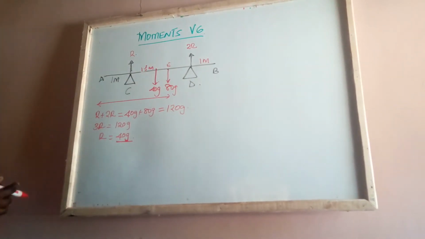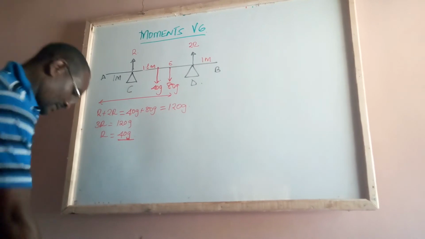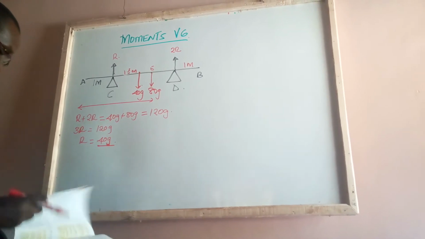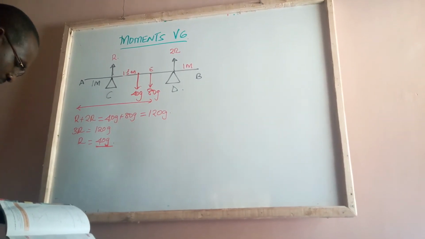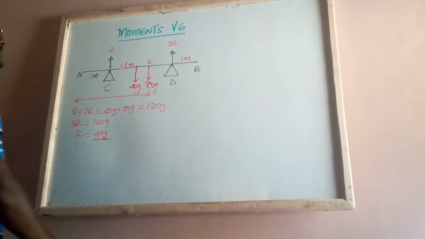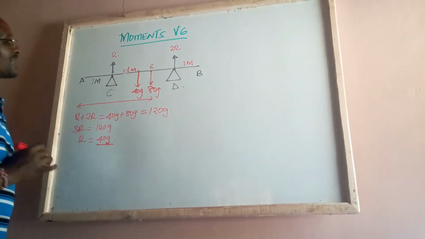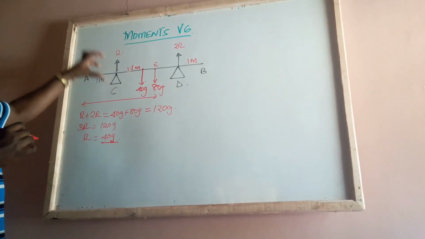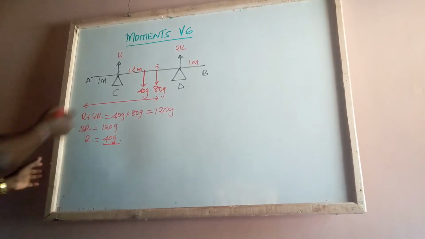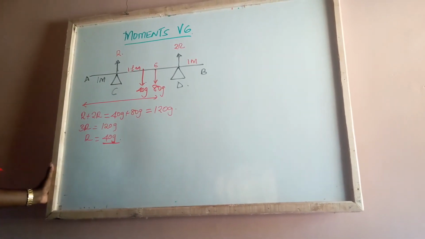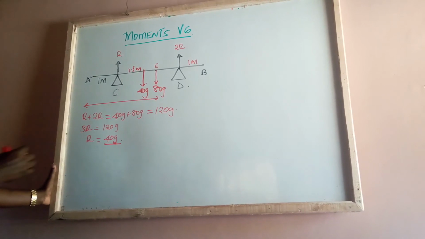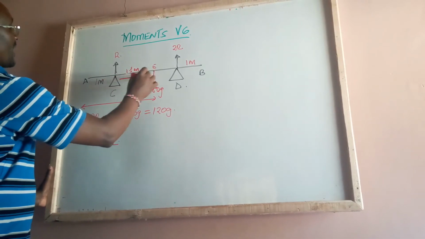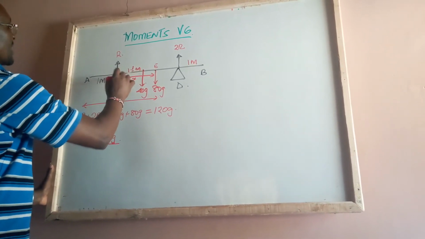The beam is 5 meters. But because we are used to getting the moments around a rotating point, let us use C as our rotating point, such that we may want to talk about that distance. Let's call it X to start with.